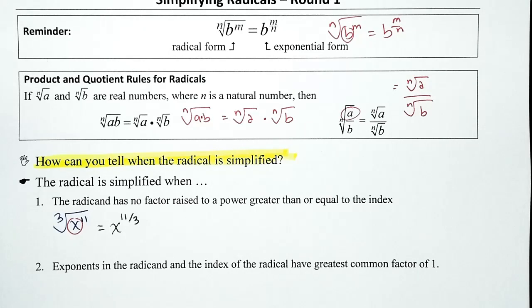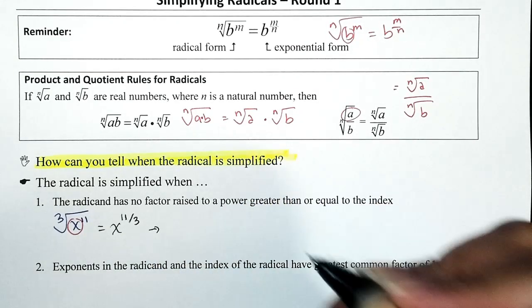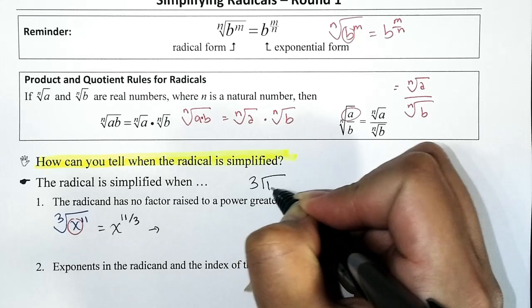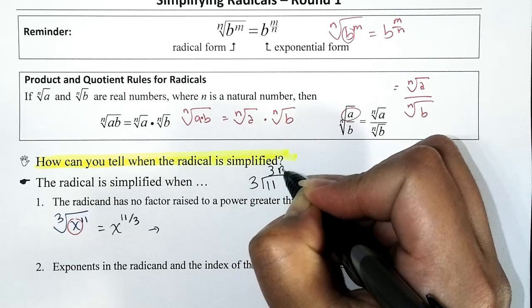Don't get all excited and write it in decimal form. Okay, so I know that you know that 3 goes into 11 at most 3 times with the remainder 2.